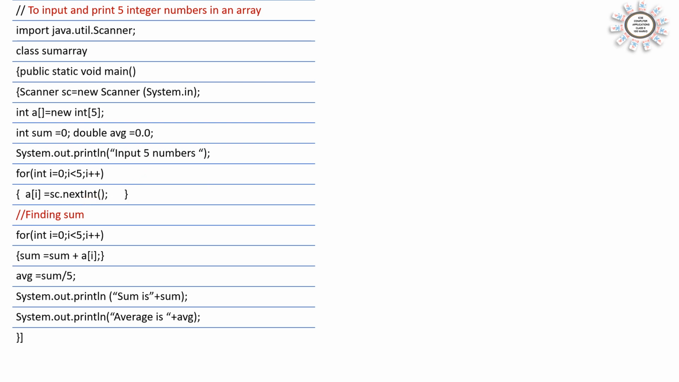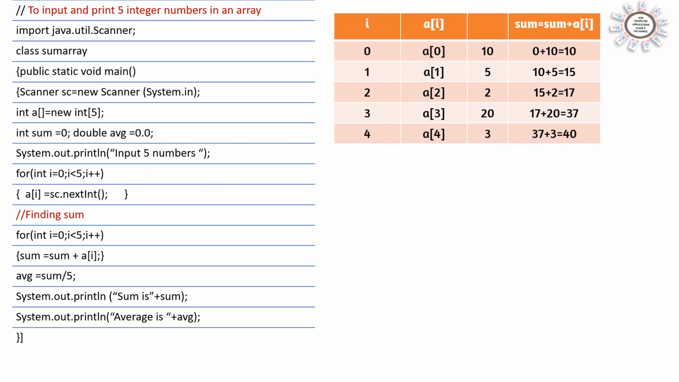And then a of i. Here we can see, in this case, i will go from 0 to 4: 0, 1, 2, 3, 4. That means a of i means the number. The first time the array position will be a[0], then a[1], a[2], a[3], a[4]. Here we can see a total of 5 numbers. And a[i] is equal to sc.nextInt(). So whatever number you are inputting will be stored in a[i]. The first number will be stored in the a[0] position, the second number in a[1], the third in a[2], the fourth in a[3], and the fifth number in the a[4] position. So here we are storing the numbers.